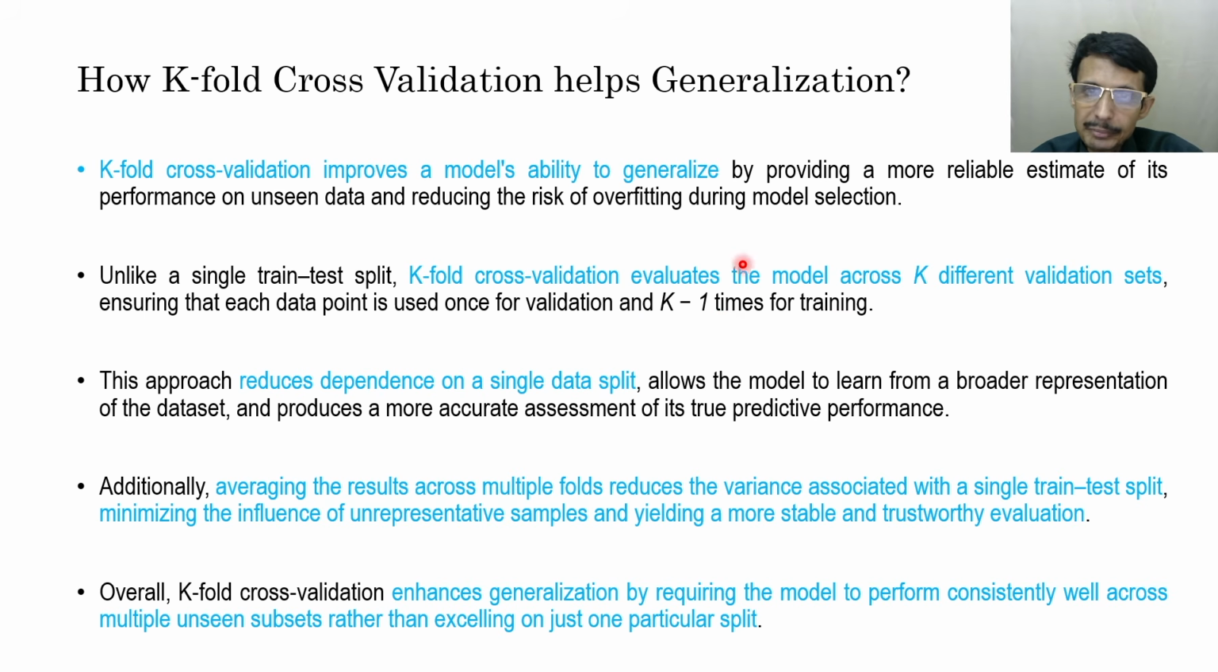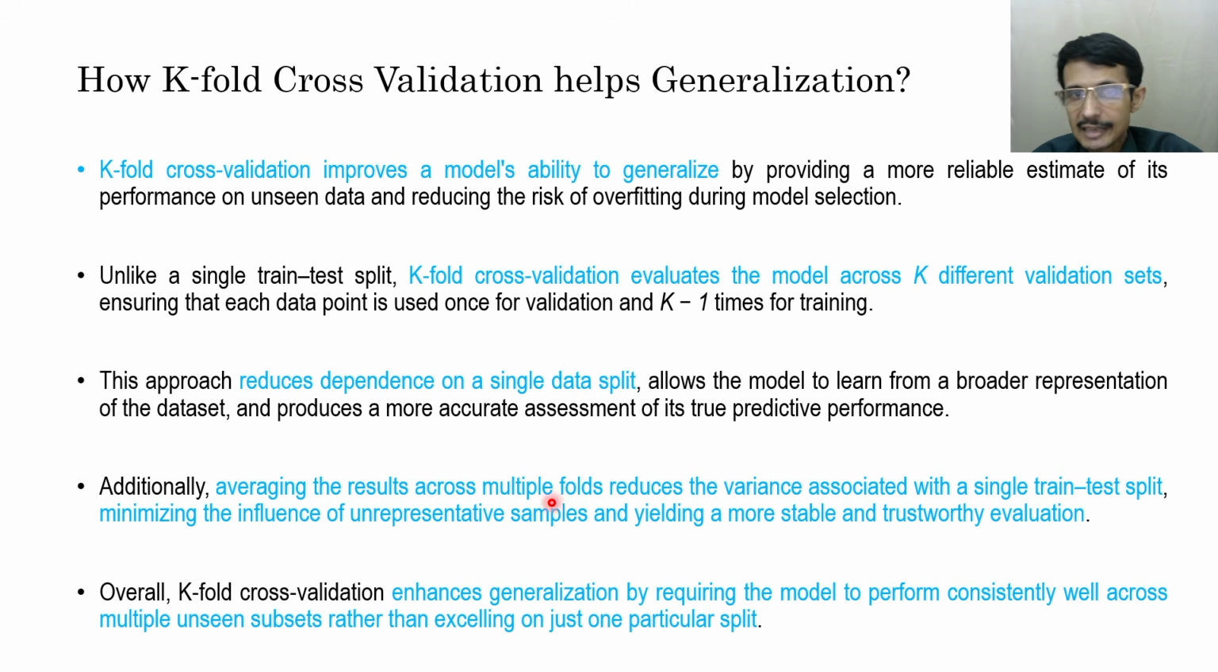So what is happening? Since it is trained so many times on a different data set and tested on a different data set, it reduces the dependence on a single data set, which allows the model to learn a broader representation and produces a more accurate assessment of its true predictive performance. So the underlying distribution, it learns very well. What does this mean? The generalization power is increased.